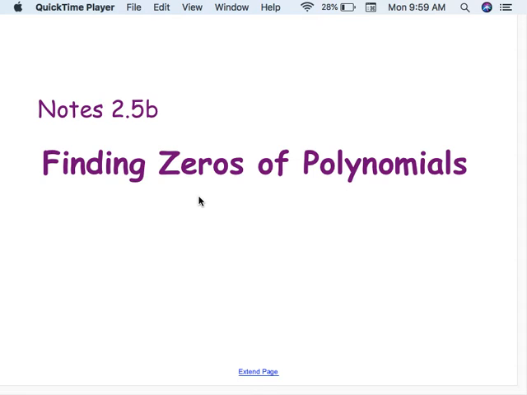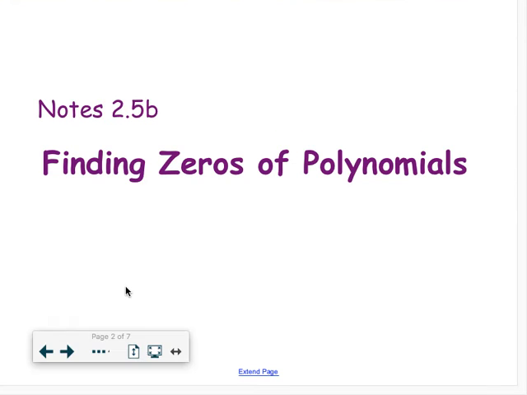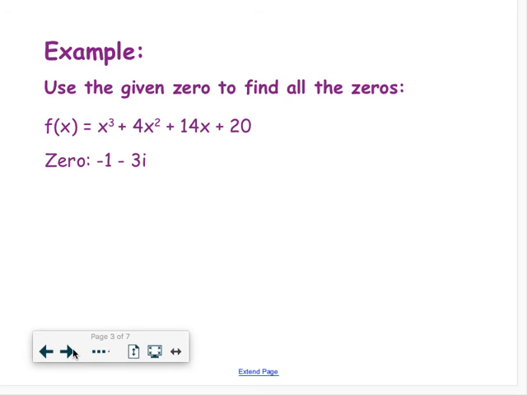And then we did the problems where we wrote the polynomial given some zeros, and we added that little piece: if there's a complex zero, we know there are actually two zeros there, so we can name another zero. So our first example is building right off of that idea from Friday. So we want to use the given zero to find all the zeros.